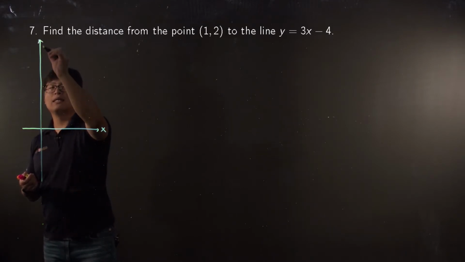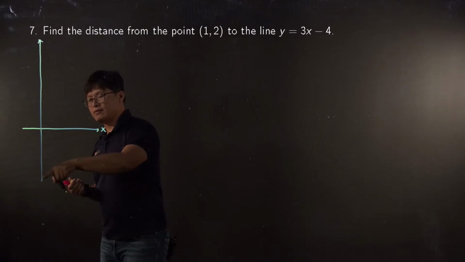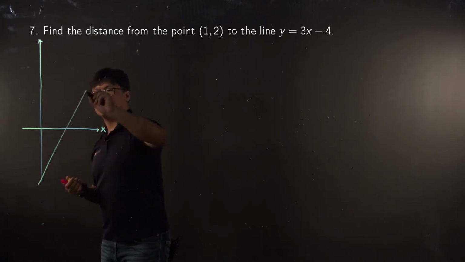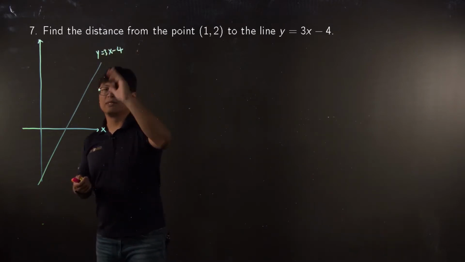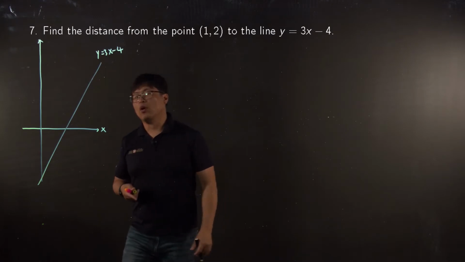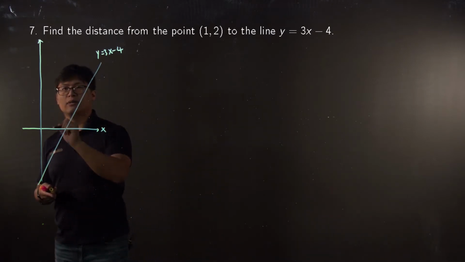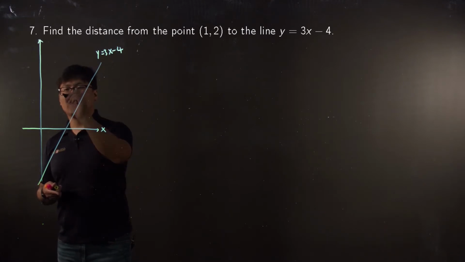Your given line is 3x minus 4, so the y-intercept is down there, and the slope is 3. It's kind of this one. I'm not sure exactly, it is not to scale, but something like that. And your point is (1, 2), maybe somewhere here, but it doesn't matter. Let's say it is P, (1, 2).